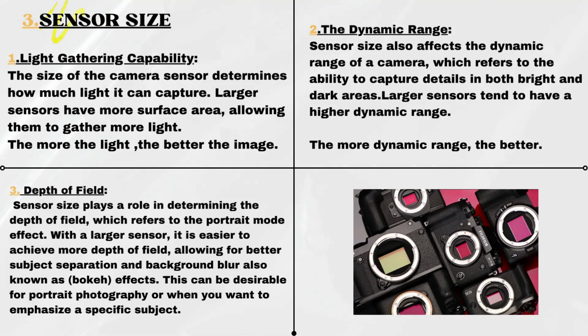Secondly, the dynamic range. Sensor size also affects the dynamic range of a camera, which refers to the ability to capture details in both bright and dark areas of a scene, such as the sky. Larger sensors tend to have a higher dynamic range, allowing them to capture a wider range of light intensities and produce more balanced exposures. Thirdly, depth of field.